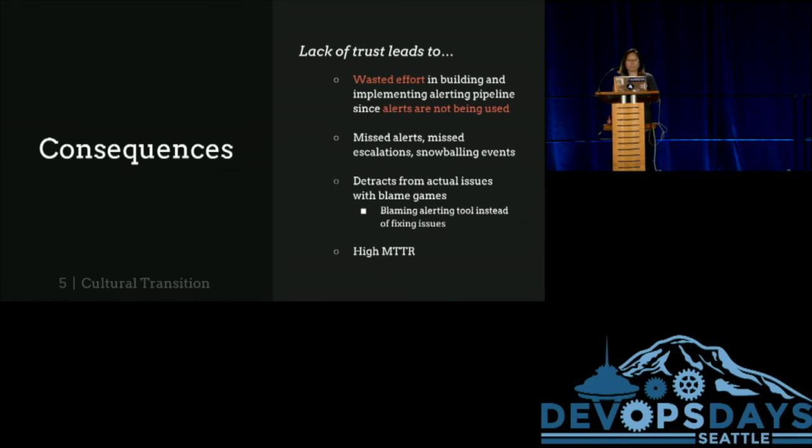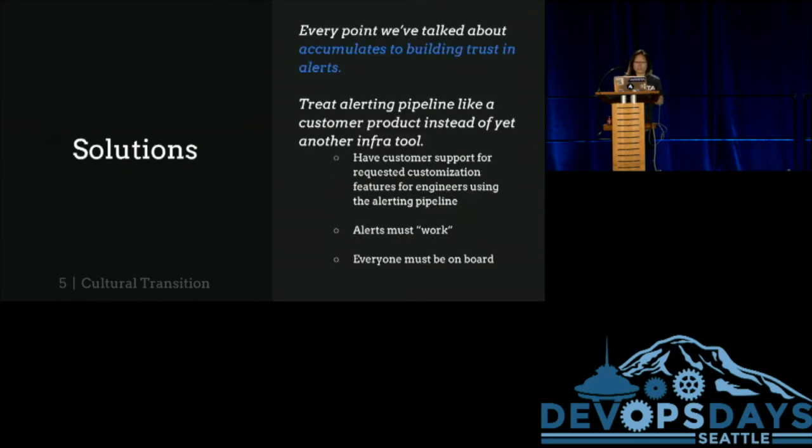And with all this lack of trust, and you know how I said one of the biggest pitfalls of not caring about the humans at the end of the pipeline is how teammates start blaming each other for problems. This really detracts the whole team from fixing issues that need to be fixed. They will either blame each other or blame the tool instead of actually spending the time to fix issues, right? Which just really leads to ridiculously high mean time to resolution.